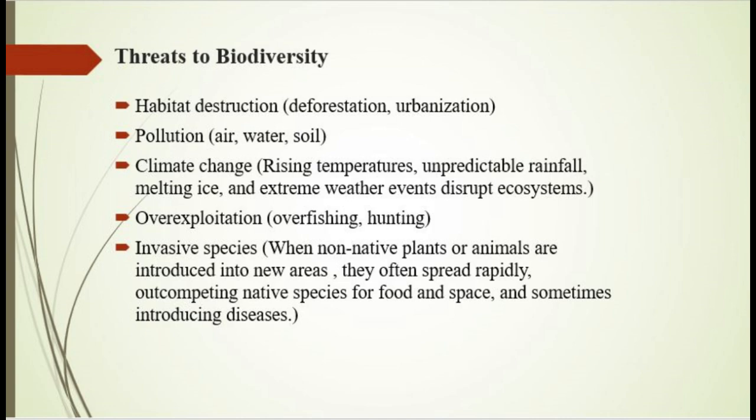2. Pollution. Pollution affects air, water, and soil. Sources: industrial waste, agricultural chemicals, plastic waste. Effects: pollution harms plants, animals, and ecosystems. Example: contaminated rivers can kill fish and aquatic organisms.